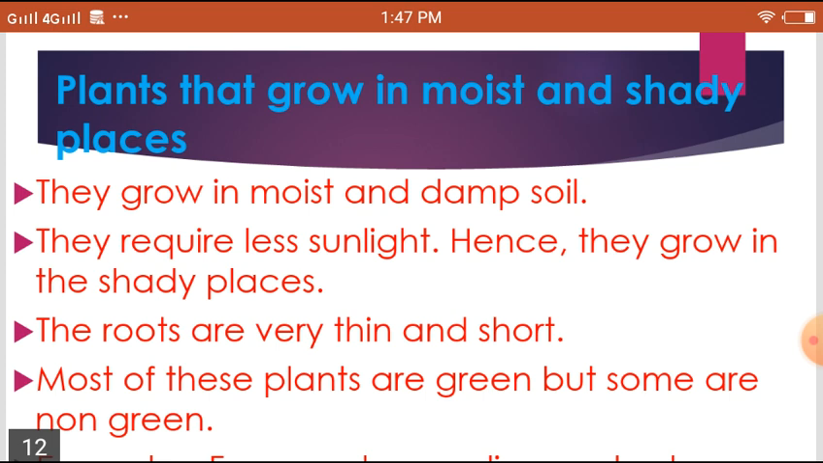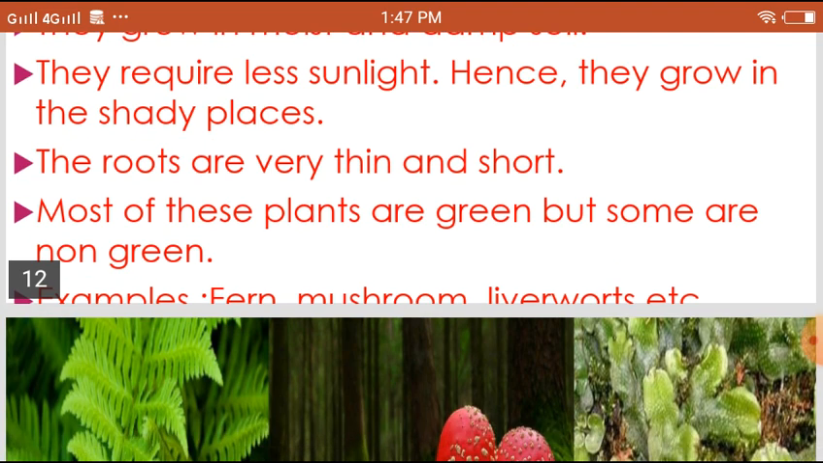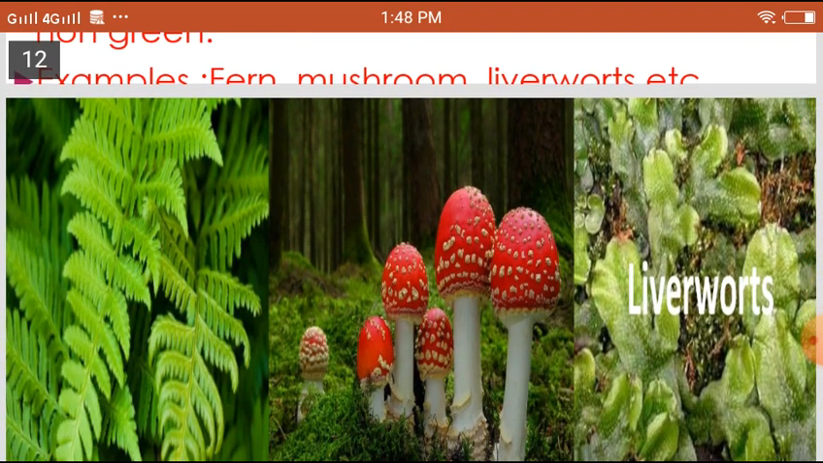These non-green plants cannot carry out photosynthesis, which means they cannot prepare their own food, so they depend on dead and decaying organic matter of plants and animals. So the examples are fern, mushroom and liverworts, as we can see in the picture too.